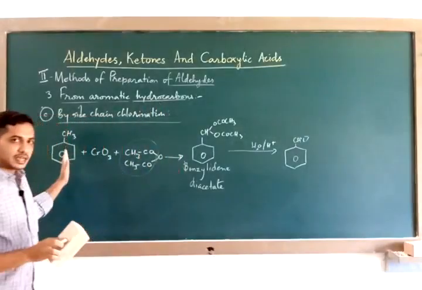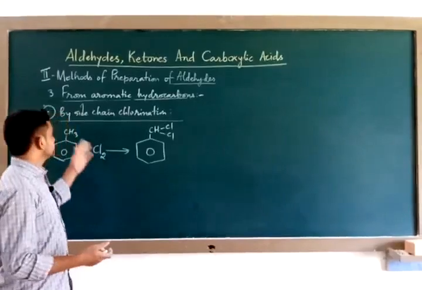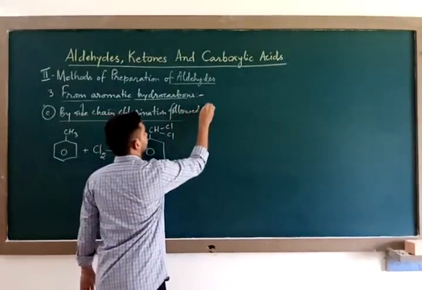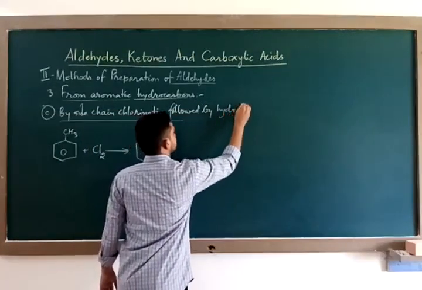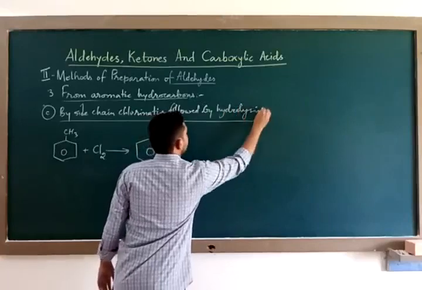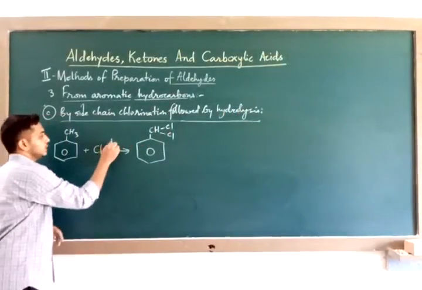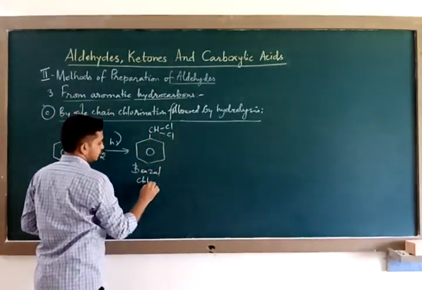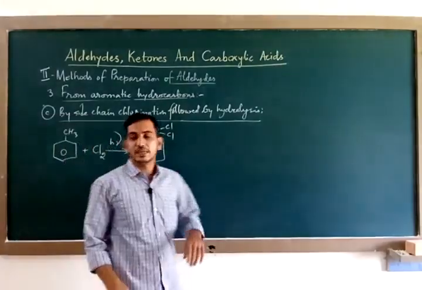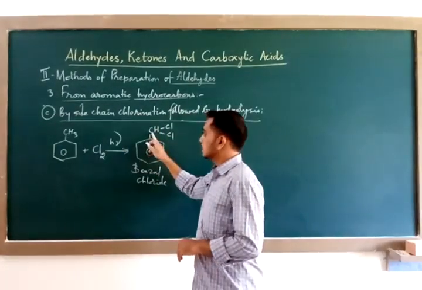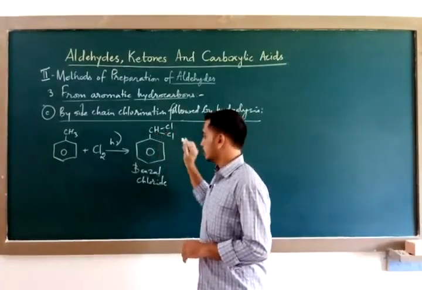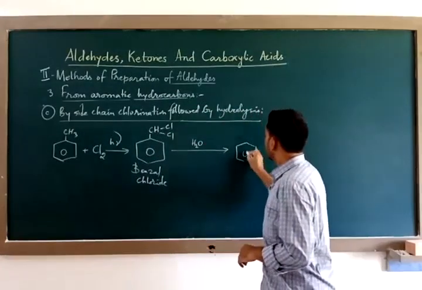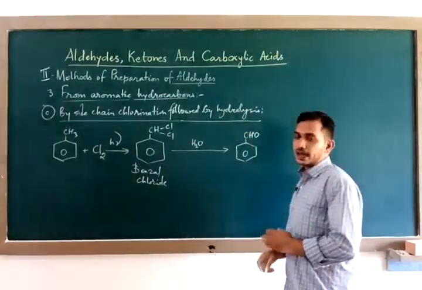Then we have the third reaction, by side chain chlorination. For this, keep again toluene as the third method, side chain chlorination followed by hydrolysis. So in this method, we react toluene with chlorine in the presence of sunlight and it gives you benzal chloride. Benzal chloride means a compound in which the methyl group of toluene is substituted by two chlorine atoms. Now hydrolyze this, you will get benzaldehyde as the product.